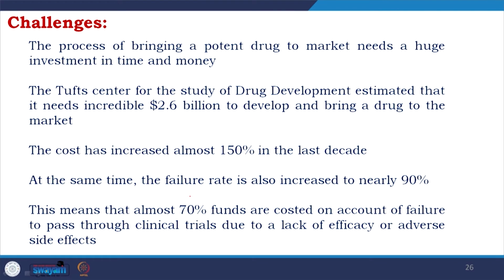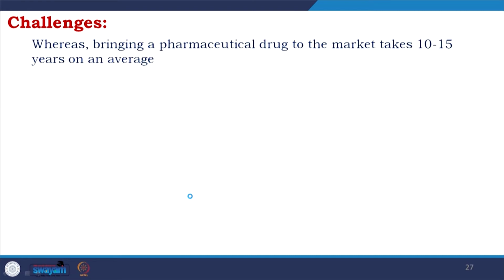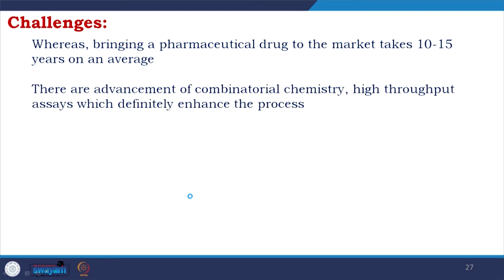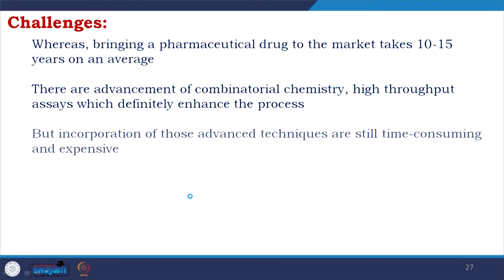At the same time, the failure rate has also increased to nearly 90%. This means that almost 70% of funds are lost on account of failure to pass through clinical trials due to a lack of efficacy or adverse side effects in the preclinical or clinical trials. Bringing a pharmaceutical drug to the market takes 10 to 15 years on average. There are definitely advancements like combinatorial chemistry and high throughput assays, which speed up the process, but incorporation of those advanced techniques is still time consuming and very expensive.